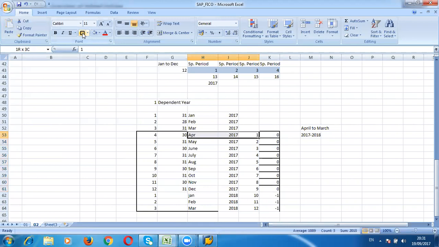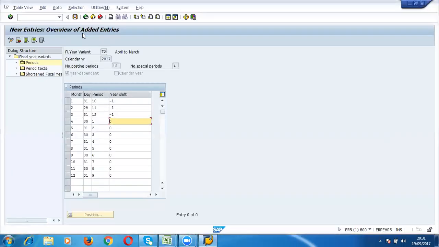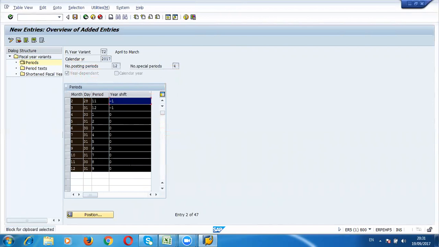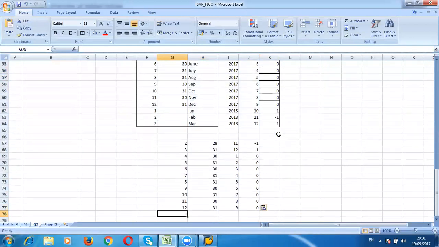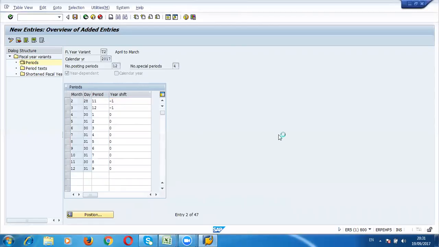In our case, we can take the example. Our period 1 starts from April, May, June, July, August, September, October, November, December. That's why I am putting period 1 here. This month I cannot change. Month is like 1, 2, 3, 4, 5, 6, 7, 8, 9, 10, 12. So Jan to December, but my period 1 starts from April. Also, that is 0, in the same year, but here we need some year shift. That is the concept we have to use in the case of year dependent. If you are using year dependent, we have to follow this step also.